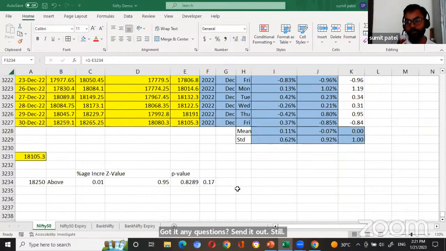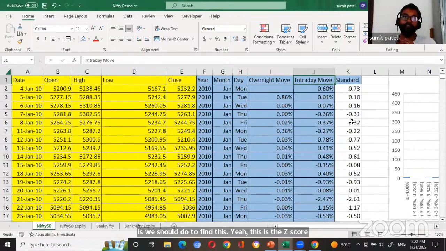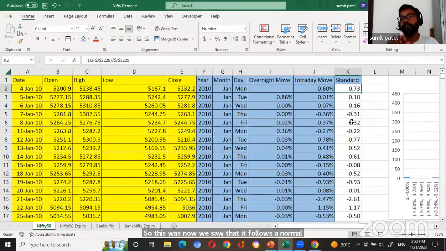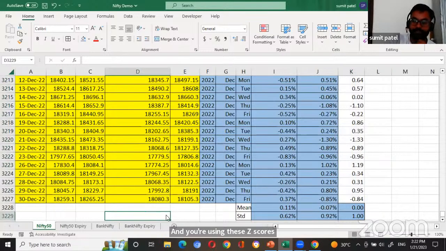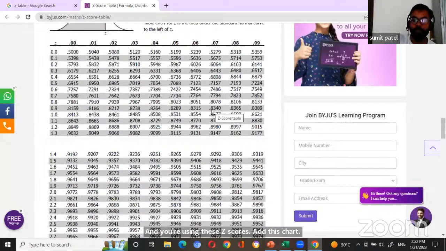Changing a normal distribution to a standard distribution is what we should do to find the z. Yeah, this is the z-score. So now we saw that it follows a normal distribution. Now we converted it into a standard normal distribution, and all of these are z-scores. And using these z-scores and this chart, you can find out the probability. Now again, this is only for the standard normal distribution. Make sure you don't use these numbers for a normal distribution. You'll have to first standardize it, convert it into a z-value, or else these numbers will not make sense for you. And these numbers are nothing else but the probability.